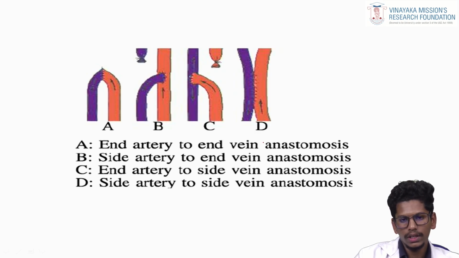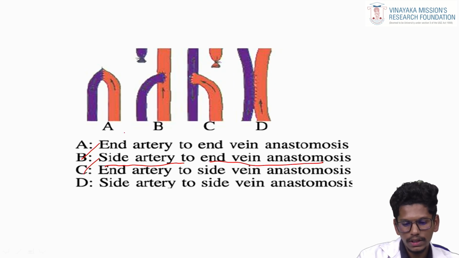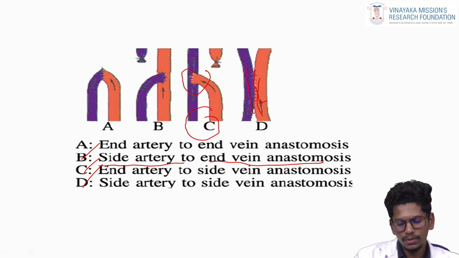This is how they connect, and which end to which end. In A, we see end artery to end vein anastomosis. In B, we see side artery to end vein anastomosis. In C, we see end artery to side vein anastomosis. And last, in D, we see side artery to side vein anastomosis. This is how they do anastomosis in this technique.